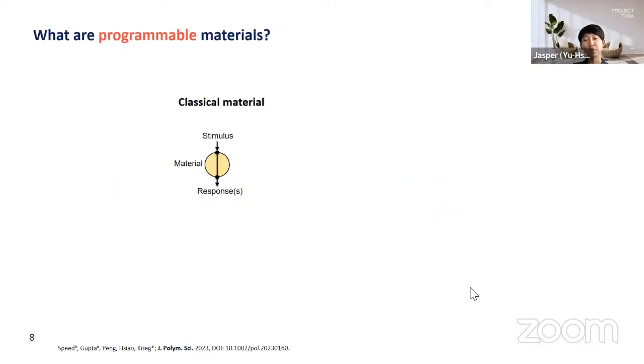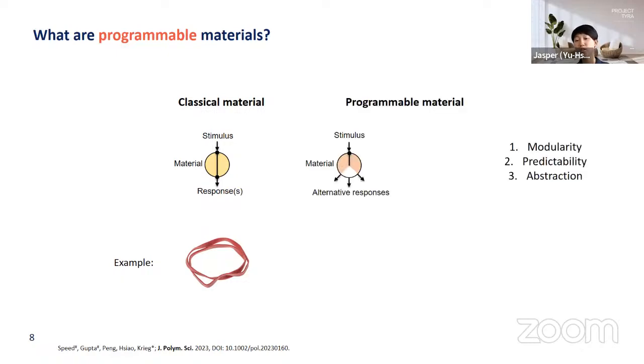I want to take a little bit of time talking about what exactly programmable materials are. Classical polymer materials are usually described as responding to a stimulus and giving you only one response, like a rubber band. No matter how many times you stretch it, it will just elongate and become longer. However, a truly programmable material has three key characteristics: modularity, predictability, and abstraction.